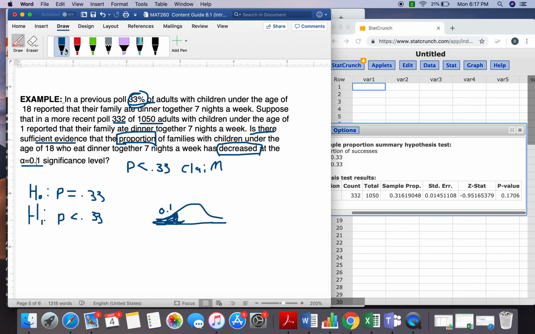0.1706. So we're going to write down p-value, and this is going to be 0.1706. And this is greater than our alpha, which is 0.1. So p-value is greater than alpha. And because it's greater, we are failing to reject.